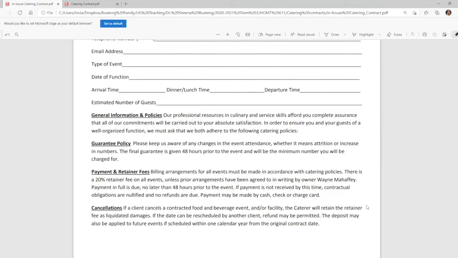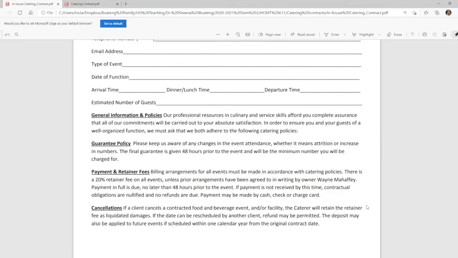Yes, Doc. Good. Now, in terms of the payment and retainer fees, they also said that billing arrangements for all events must be made in accordance with catering policies. There is a 20% retainer fee on all events, unless prior arrangements have been agreed to in writing by the owner, then they write the name of the owner. So it means any other agreement you have with any other person is invalid, isn't it? Yes. Good. Then they said payment in full is due no later than 48 hours prior to the event.